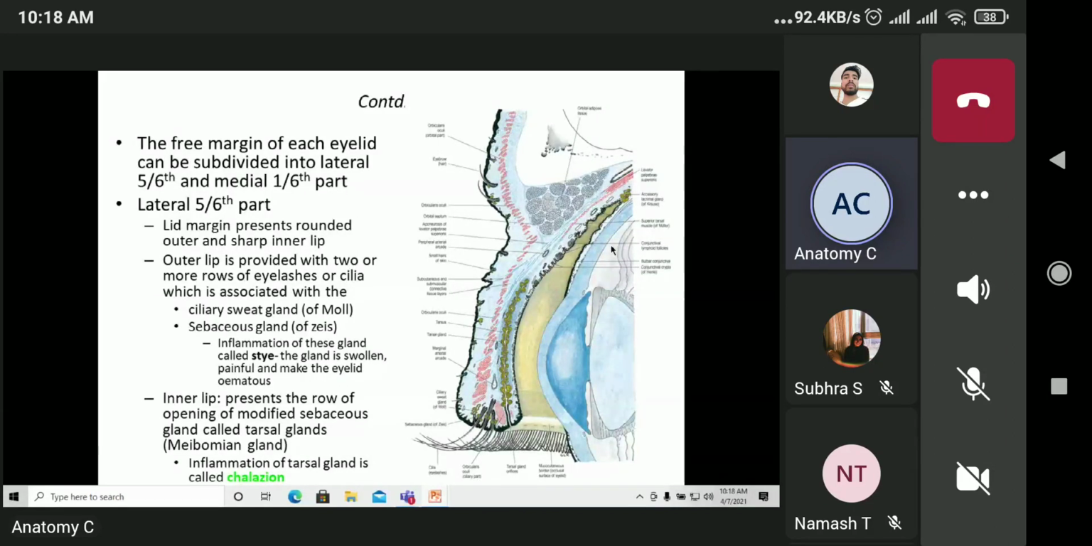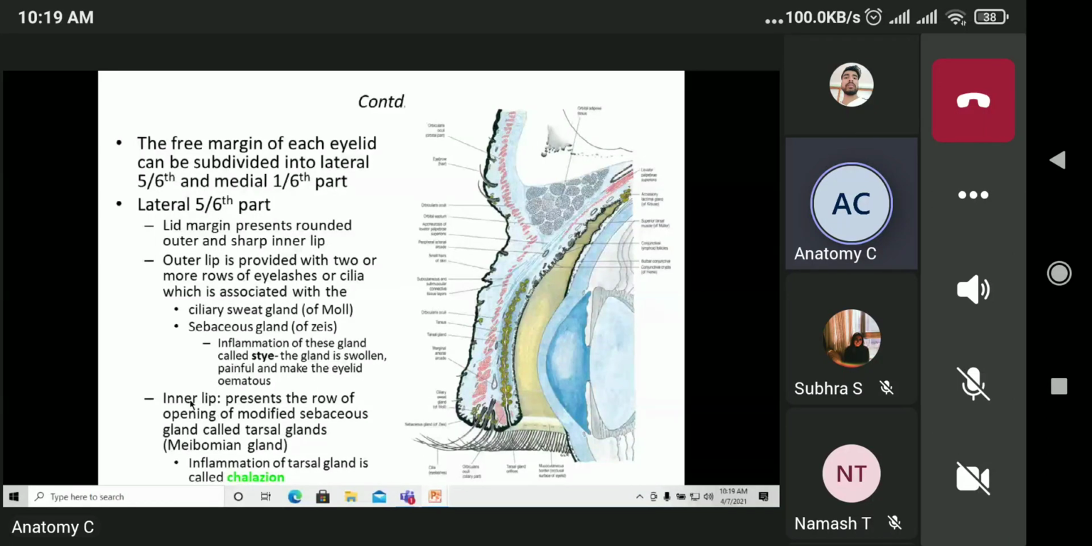It consists of an outer lip, which is provided with two rows of eyelashes. You can see here the eyelashes or cilia, which are associated with ciliary sweat glands or glands of Moll, or sebaceous glands. Inflammation of this gland is called stye. The gland is swollen and painful and makes the eyelid edematous because of this. In the outer lip, you'll get the two rows of eyelashes or cilia, and inflammation of these glands is called stye.